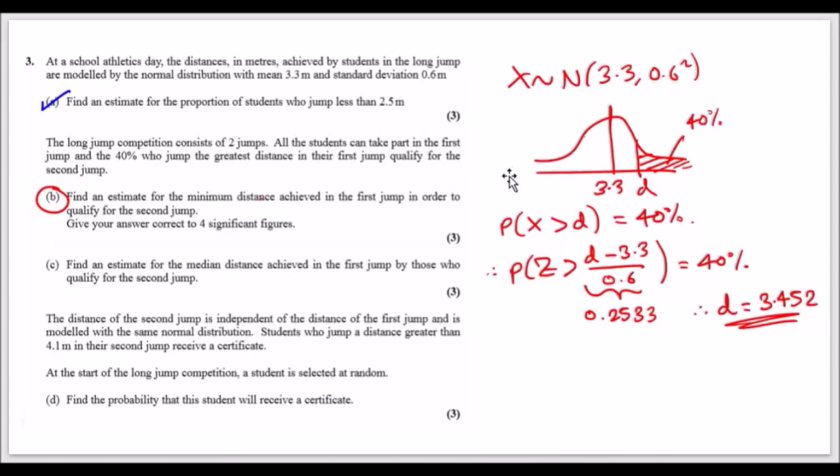So what I did is I drew a nice bell curve, put the mean 3.3 in the middle because it's always like this, and on the right hand side I put the value D, to represent the minimum value you need to be in the top 40%.